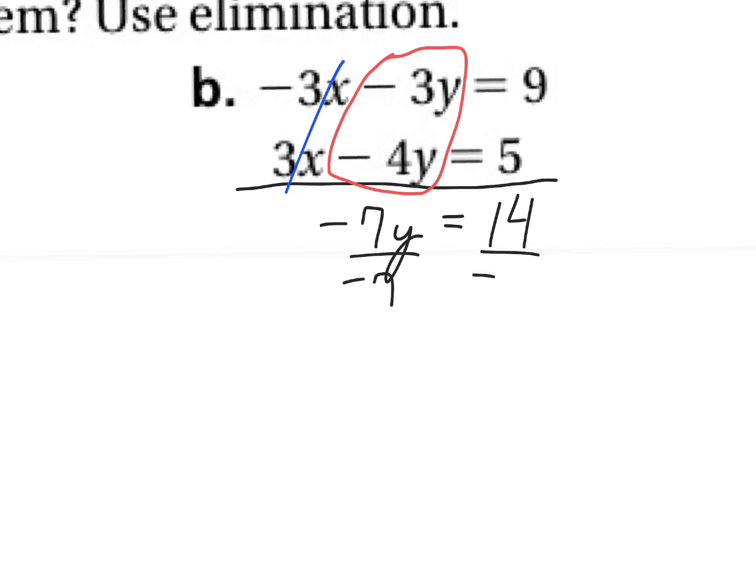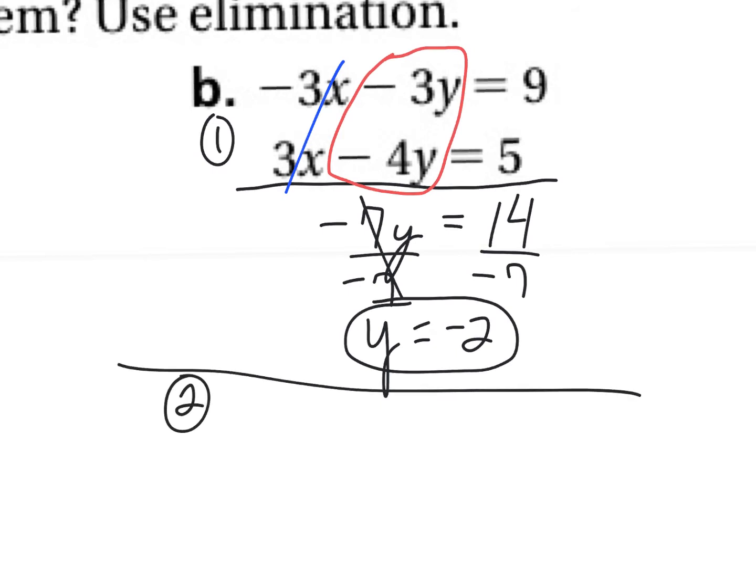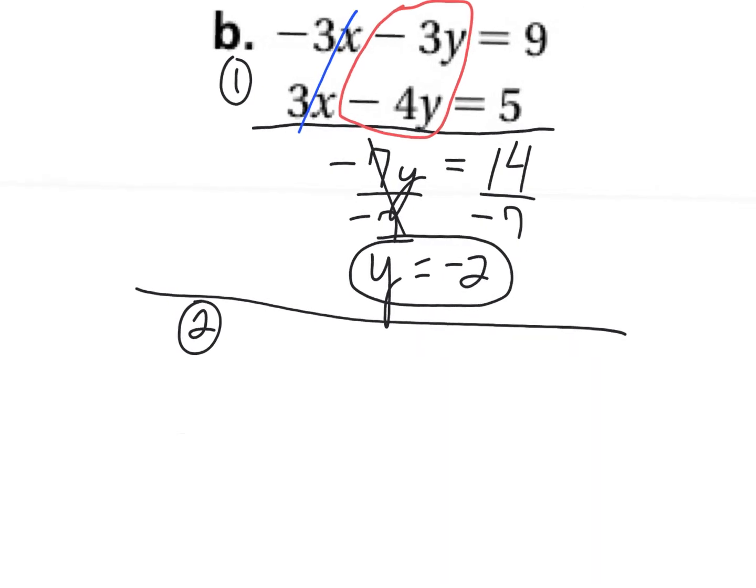And then if we divide by negative 7, we've got y equals negative 2. So y equals negative 2. Then from there, we need to figure out what x is equal to. So we can substitute that into either equation. I'm going to substitute it into the bottom equation because x has a positive coefficient there, since x is what I'm going to be dealing with.